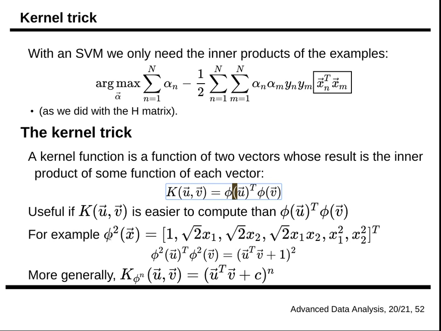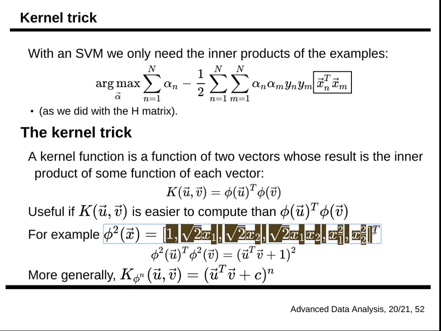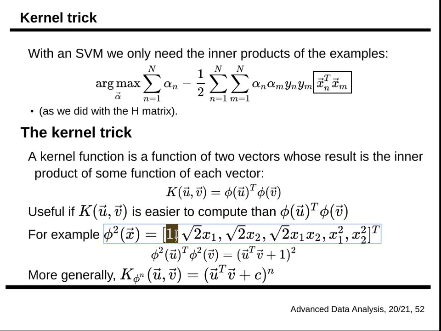For example, suppose that we have this transformation here that takes a vector x that is composed of two features, x1 and x2, and builds this vector that has all these features, which are 1, square root of 2 times x1, square root of 2 times x2, then the product of the two, the square of the first one, and the square of the second feature. So computing all of this is actually much more costly than just computing the inner product of the original vectors, adding 1 and squaring that.